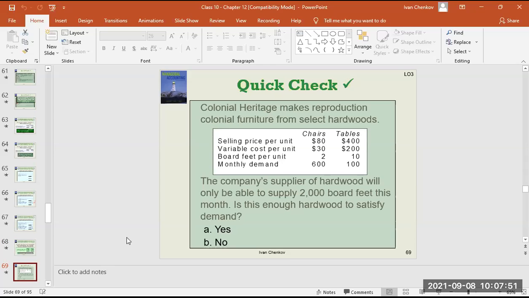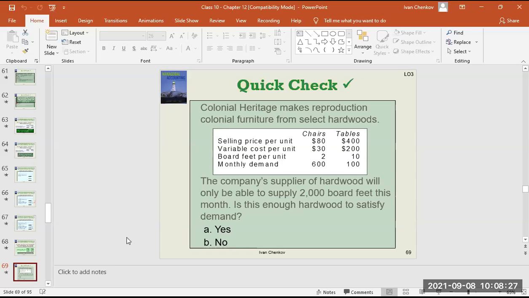So let's see another question, so we can apply all these ideas. This company makes colonial furniture from selected hardwood. They have chairs and they have tables. Selling price per chair is $80. Selling price per table is $400. Variable cost per chair is $30, so that gives a contribution margin of $50. And for tables, variable cost is $200.